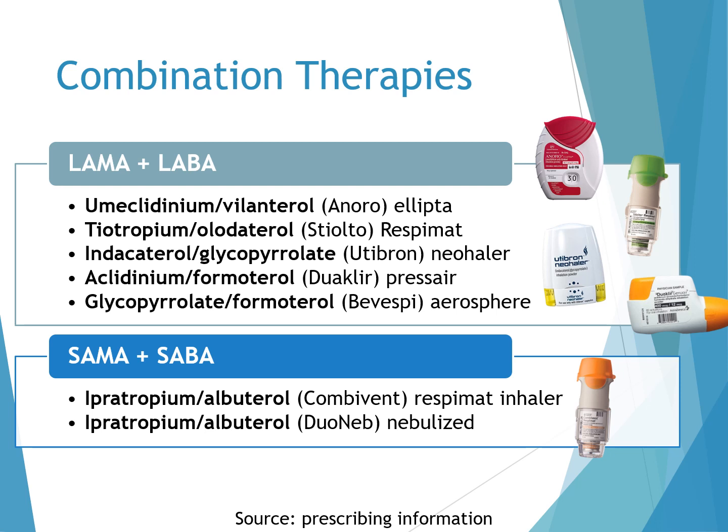We also have SAMA and SABA combination inhalers, which include ipratropium with albuterol, which is called Combivent Respimat inhaler, and then ipratropium with albuterol as a DuoNeb nebulizer.